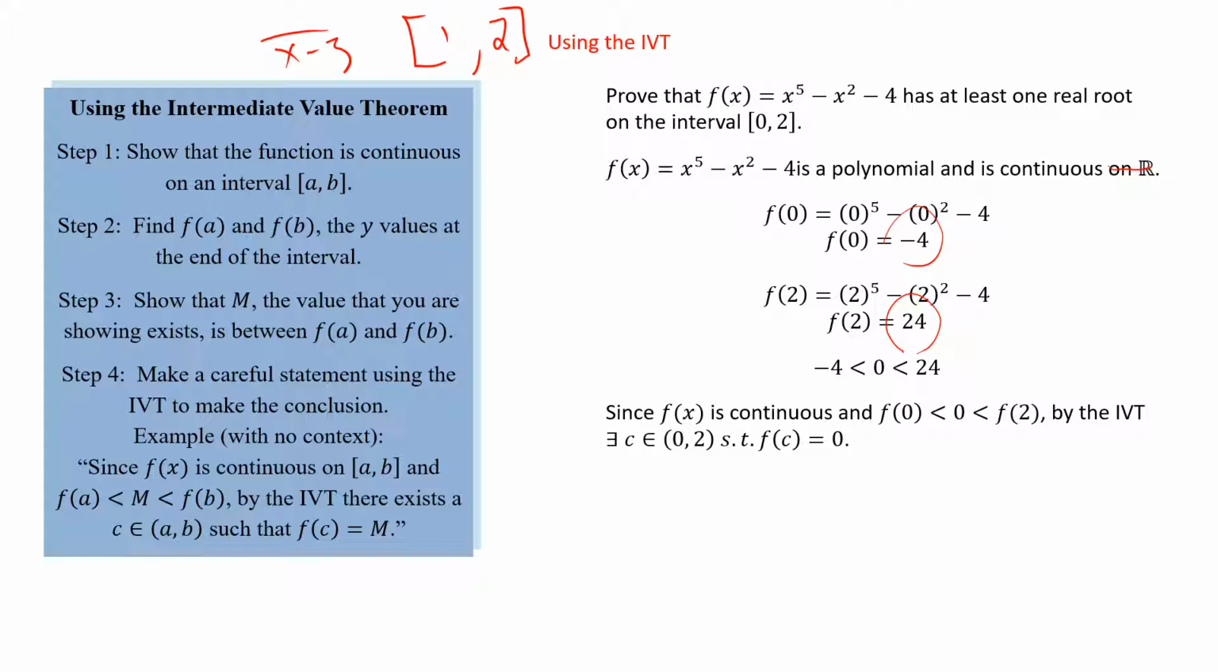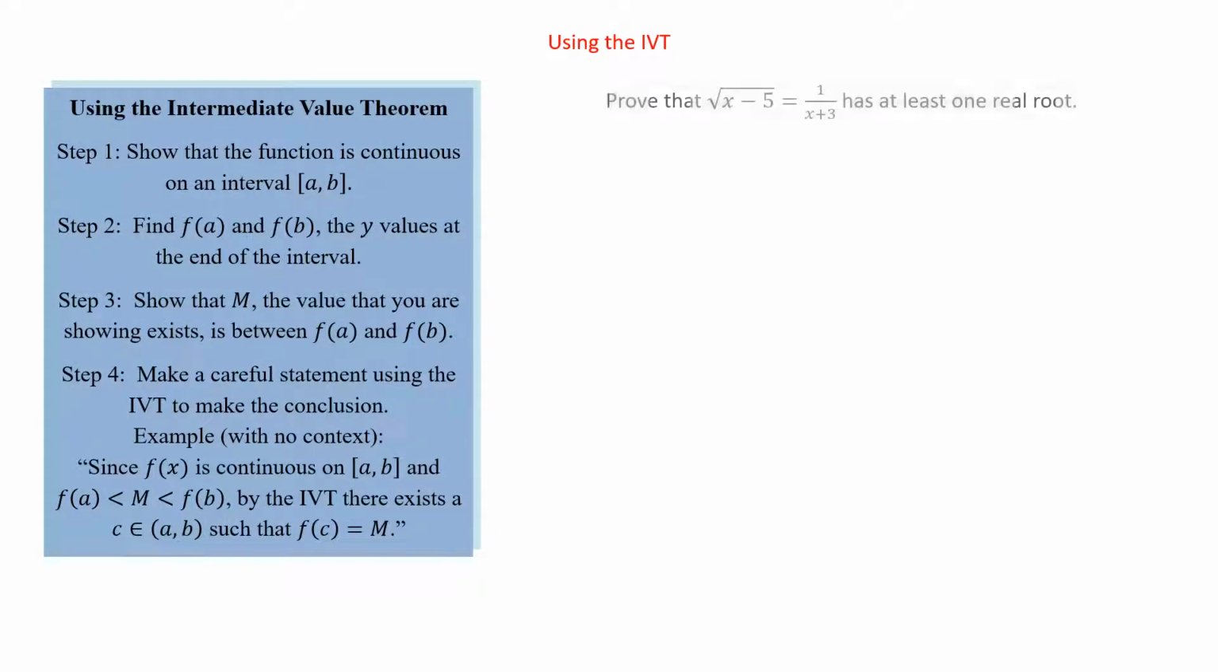So, here we use the intermediate value theorem to show that it has at least one real root on the interval. We're going to do another one. In this case, prove that the square root of x minus 5 equals 1 over x plus 3 has at least one real root. Here it did not give us an interval, so we're going to have to pick an interval to use. That will be some trial and error. Practice makes your trial a little bit more efficient, but it could still very possibly be some trial and error. But the process is going to be the same.